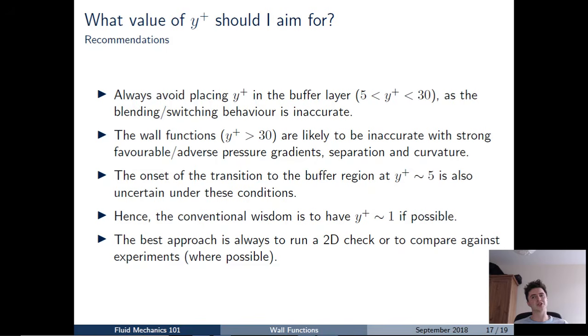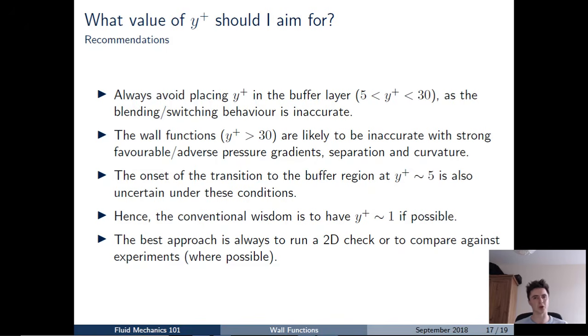So now, just wrapping up with some recommendations for what value of y plus I should actually be aiming for in my CFD simulations. And the first point is to always try to avoid placing cells in that buffer region, because we don't really know the accuracy of the wall treatment when the cell's in the buffer region, and so if we have our cells there, the solution is quite likely to be inaccurate.